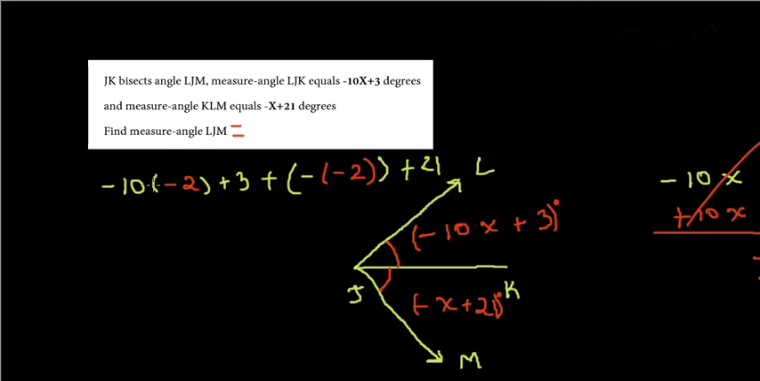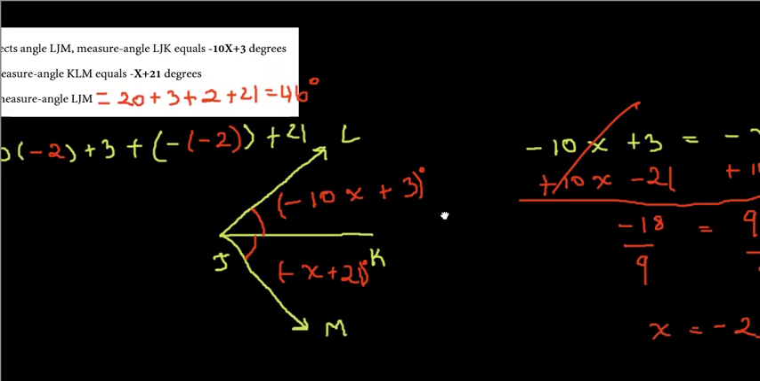Negative 10 times negative 2 is going to be 20, plus 3, plus negative times negative is positive, so this is going to be a positive number. Positive 2 plus 21. And this is going to be equal to 20 plus 3 is 23. 23 plus 2 is 25. 25 plus 21 is going to be 46. 46 degrees. Hopefully you enjoyed, and I hope that's helpful.